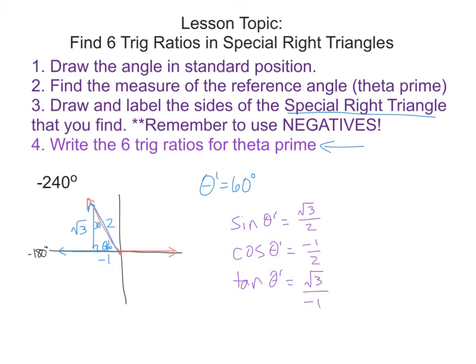Now, without even looking at the diagram, we can write our other 3 trig ratios. Typically, the easiest for people to remember is cotangent matches up with tangent. It's the reciprocal, so negative 1 over the square root of 3 there. Remember that cosecant sounds kind of like cosine, but it doesn't go with it. It goes with sine. So cosecant of theta prime is the reciprocal of sine. And lastly, we have secant of theta prime, and that is the reciprocal of cosine, so 2 over negative 1.